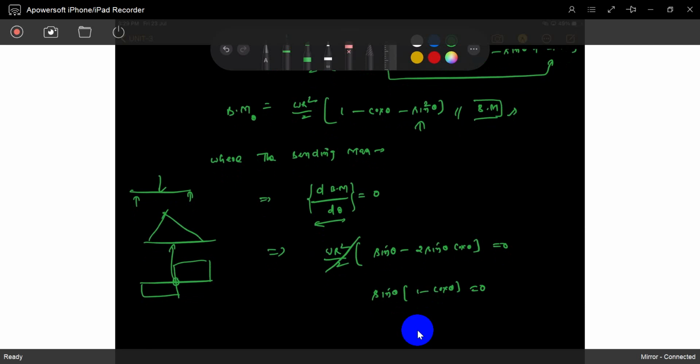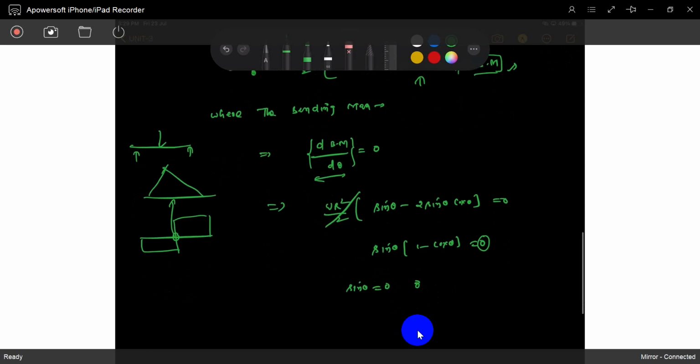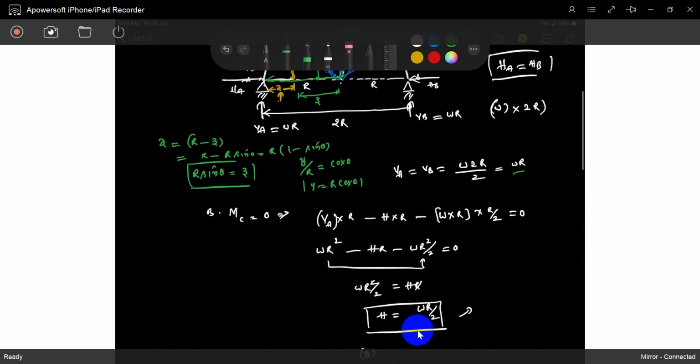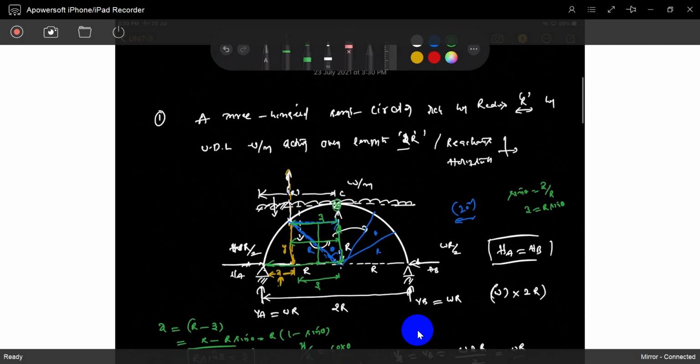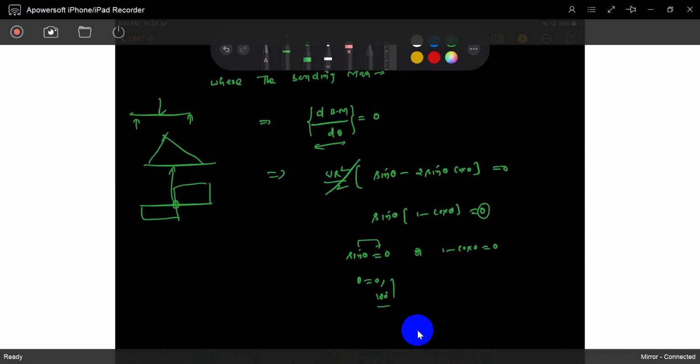So where is the theta? What is theta? If it is 0, compulsorily either sin theta equal to 0 or 1 minus cos theta equal to 0. So if sin theta equal to 0, theta is 0, 180. We already know it. Theta equal to 0 means crown point. We already know crown point is 0. No need at all. That is not a maximum. It's a minimum. So we delete it.